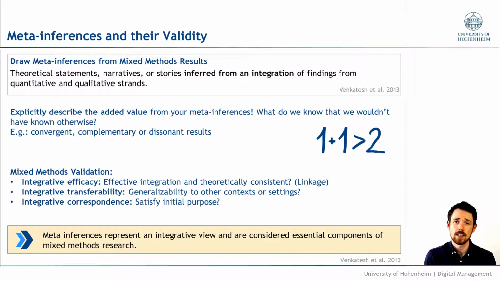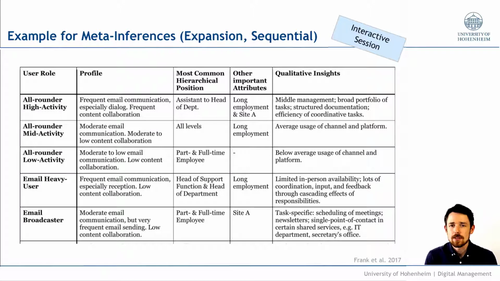You need to demonstrate that the two parts yielded results that were bigger than if you had used those two strands independently from one another. Maybe to illustrate that with an example, again taken from the reading, and we will talk about it in the live session. Here we have that study that I talked about where we identified user roles and then we conducted interviews afterwards to understand why they exist.